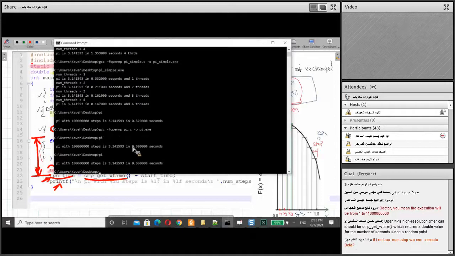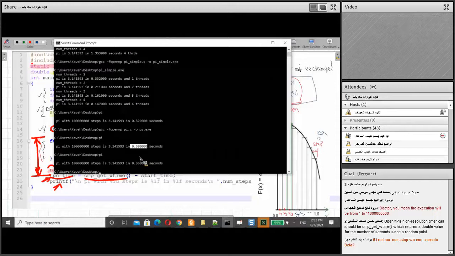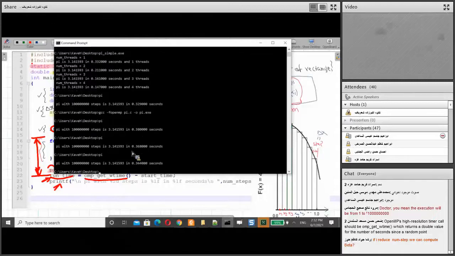Please pay attention that this time is not a fixed number. It may change with each execution. Any execution can change the consumed time. 34, 38, 36, 34. 3 executions, 3 different runtimes.